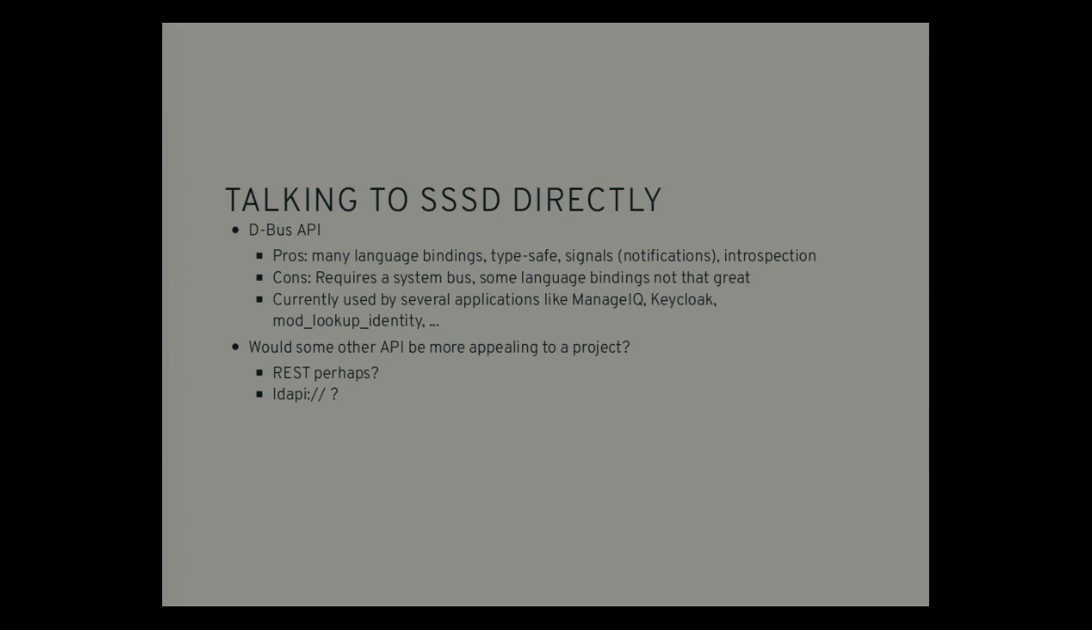Some language bindings were not really great, and we only found out when people started trying to use the DBus API. I think the Java bindings were even unmaintained at the time where one project started to use them. But nonetheless, this is used by several projects already. Many of them are Red Hat-based because we talked to the people directly, like ManageIQ, Keycloak, which I think had a presentation earlier today, the Apache module, mod_lookup_identity.